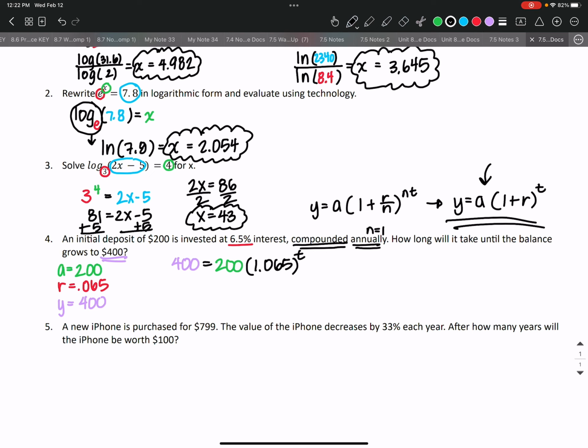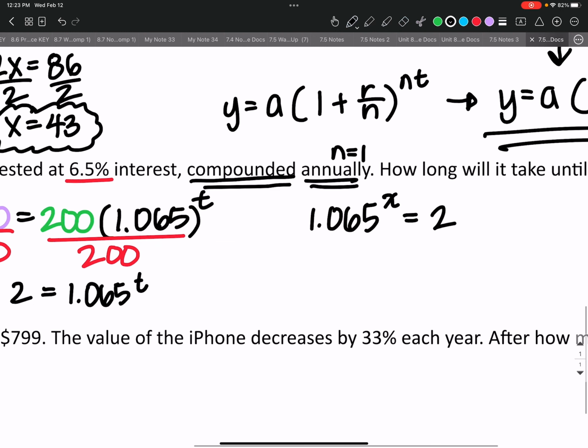To get t by itself, I'm going to divide both sides by 200. When I do that, I'm going to isolate the base raised to the exponent by itself. 1.065 to the t power is equal to 2. I'm going to change it to x because I like x better: 1.065 to the x is equal to 2. Right, I want to get this x by itself.